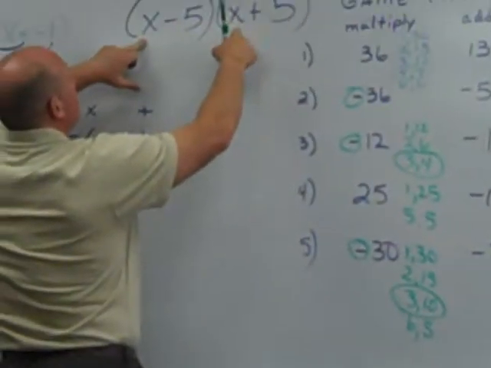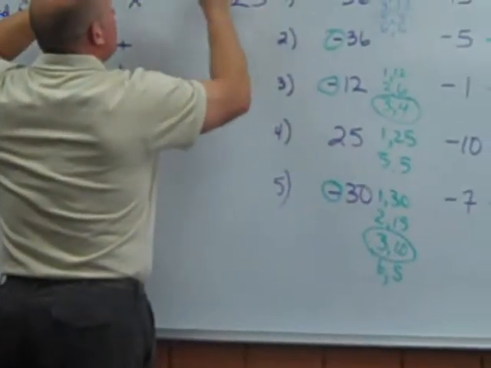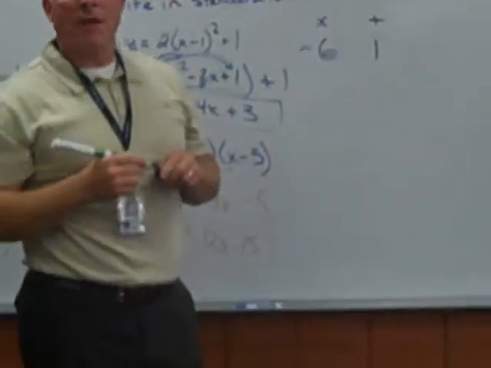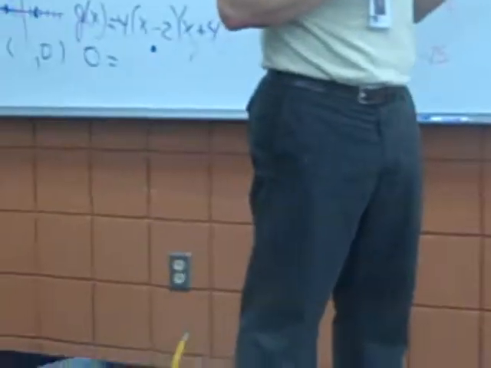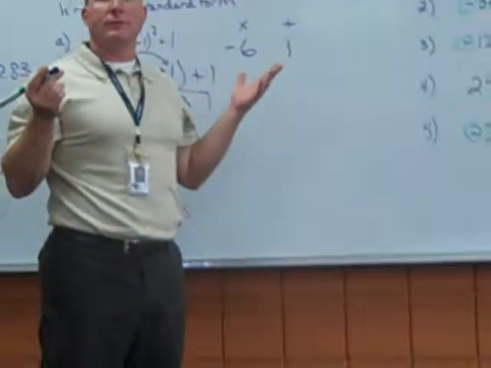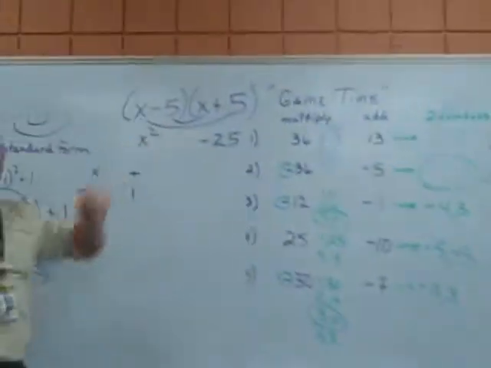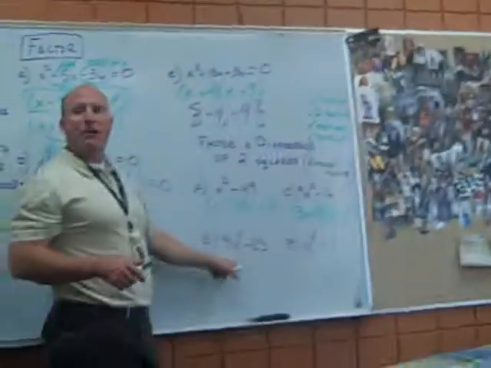Because look what happens when I multiply these 2. First 2, x squared. Last 2. What happens to my 2 smiles? They eliminate, they're gone. Negative 5x, positive 4x. What do you give me?